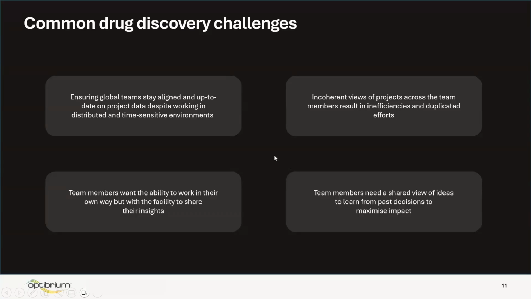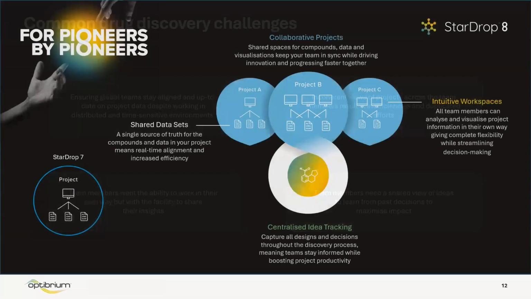In order to address these challenges, there are 4 key concepts within what we've put together that I'll describe very briefly for now before I give you a demonstration of how it all works together. The first of these is collaborative projects. These provide shared spaces for your compounds, and they enable you to define a team and keep that team in sync so that you can drive innovation and progress faster within your projects. Within these, you then have shared data sets which provide that single source of truth and ensure real-time alignment.